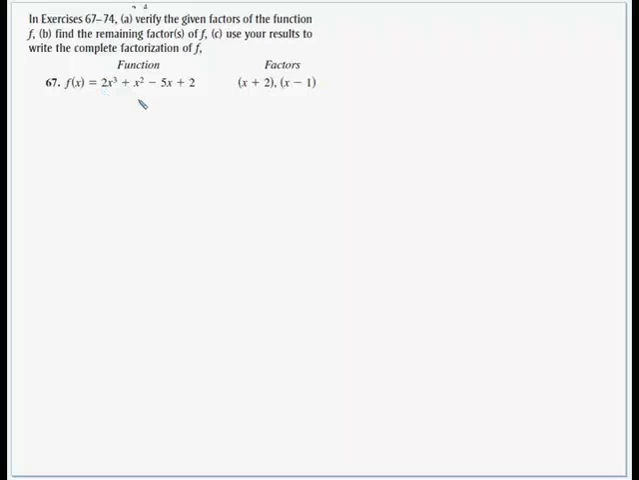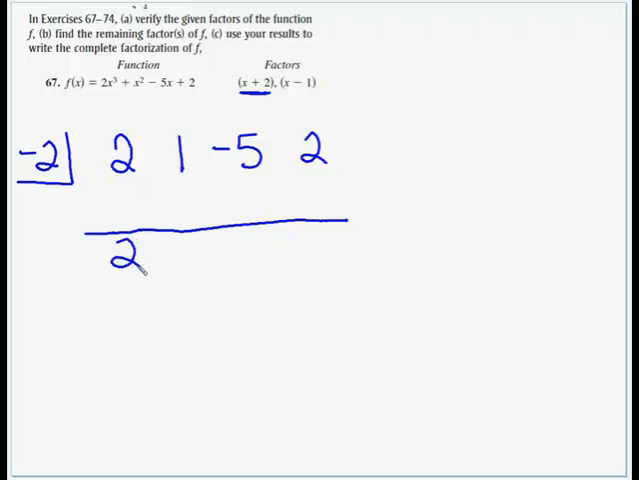Let's see here. Synthetic division. We'll set up our coefficients. 2x cubed, 1x squared, minus 5x, and a plus 2. No placeholders required. Now these are factors in parentheses, so we want x minus h, or minus a negative. So we want to divide this by a negative 2.